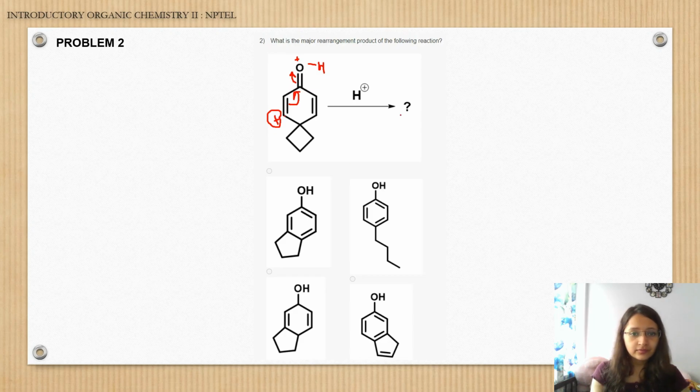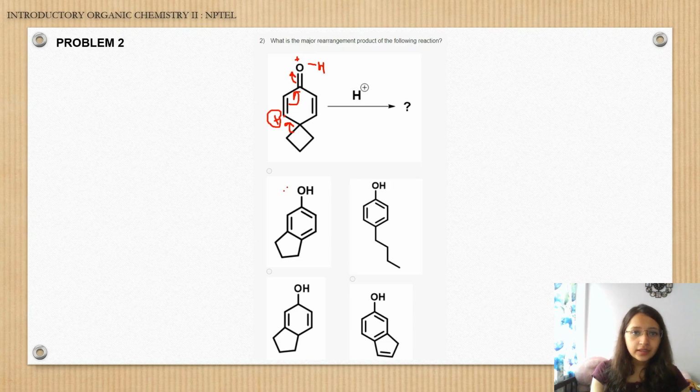Is it understood? Yes, ma'am. This positive charge is getting generated on this particular carbon. Why? Because in acid condition the protonation takes place, and to neutralize this positive charge, the conjugation takes place and a positive charge is generated at this carbon. So now what will happen next is that this ring can open up.